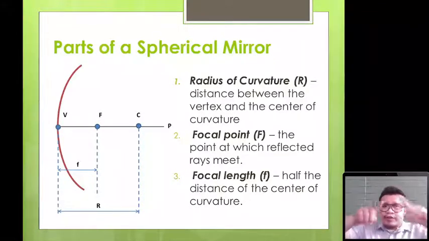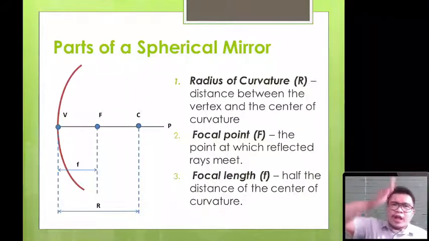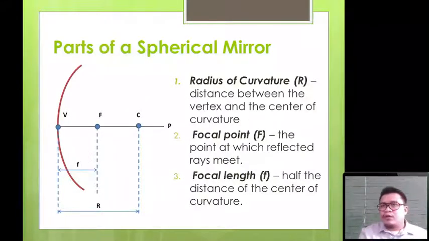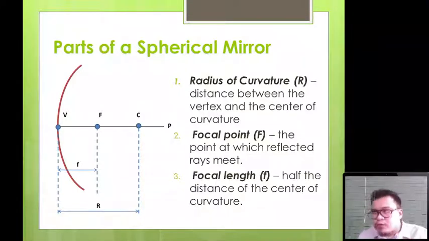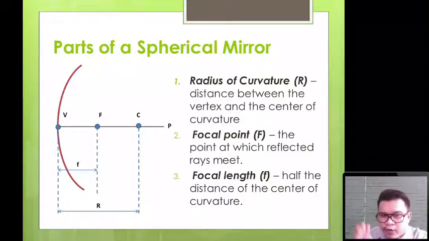Of course, a circle has a center, right? We call it the center of the circle. Now, if we cut a portion of that circle, then we can think of it as a spherical mirror, okay? Let's focus on that one. When you speak of the radius of curvature, labeled as r in the diagram, that's the distance between the vertex and the center of curvature, from C to B in the diagram.